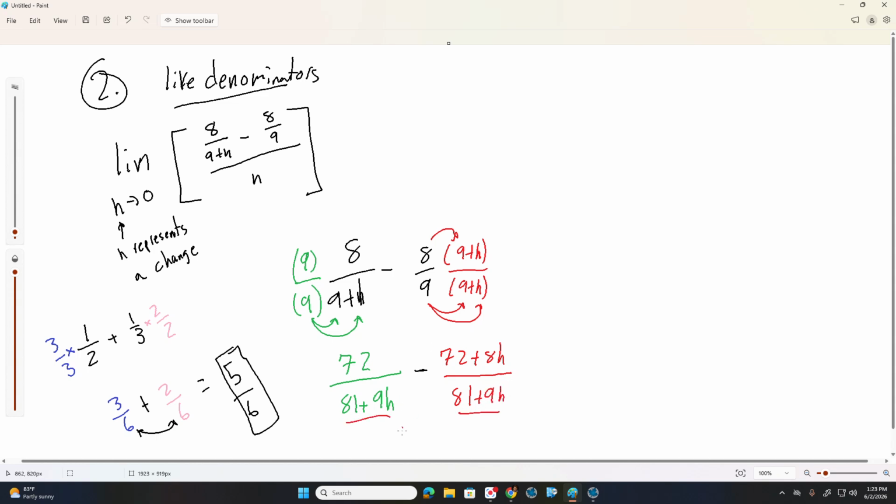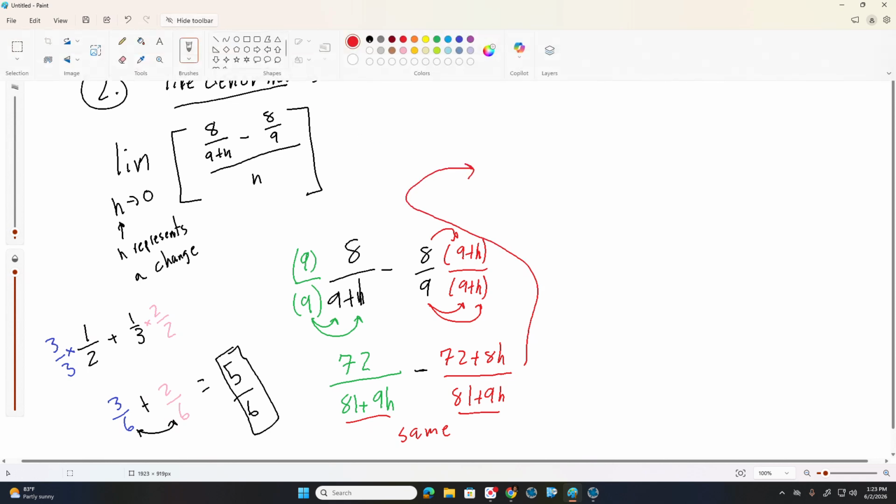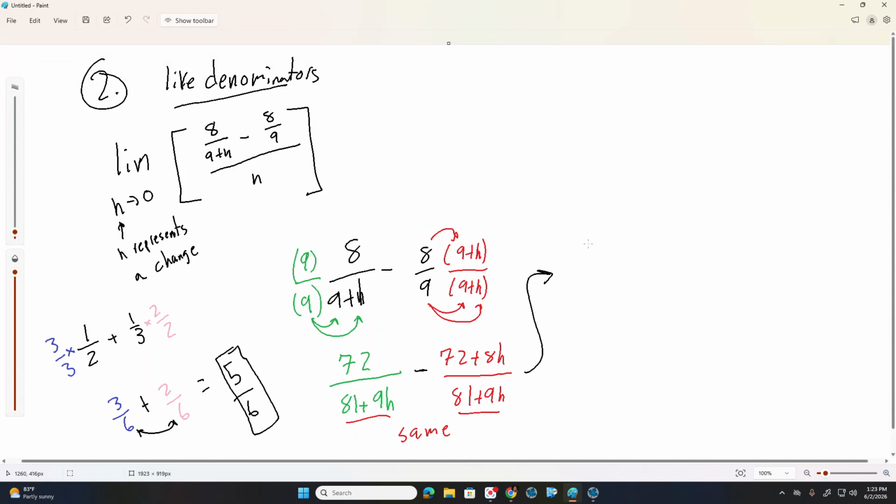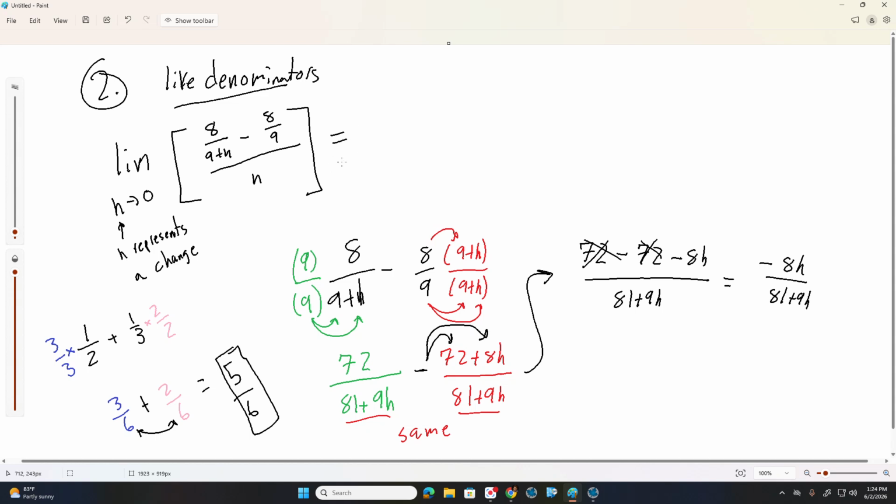These two things are the same, which means we can combine them. And actually, I think that went a little high. We can combine them as 72 minus 72 minus 8h. Don't forget this negative sign. We're subtracting the whole thing. All divided by 81 plus 9h. The 72's cancel. This is negative 8h divided by 81 plus 9h. That's what we can replace the numerator in this original limit with.